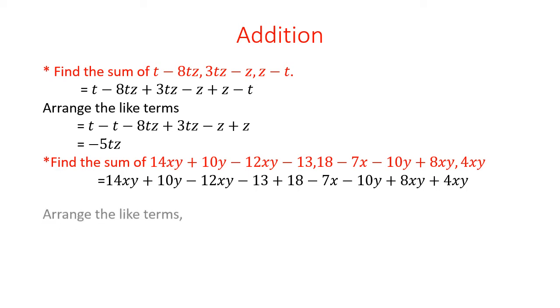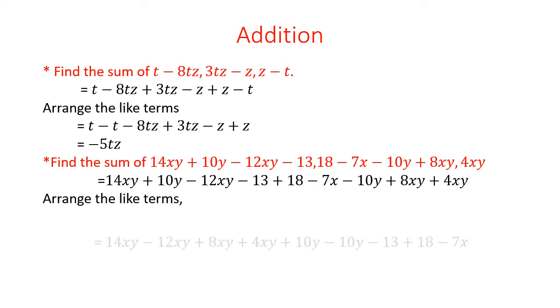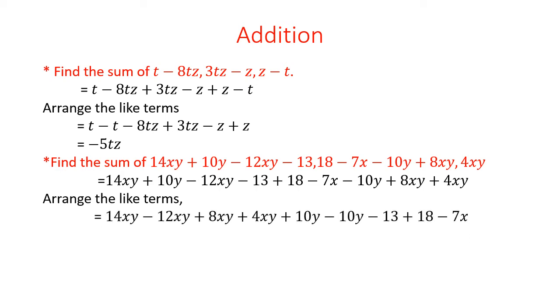What is the next step? Arrange the like terms. First we arrange the xy terms: 14xy minus 12xy plus 8xy plus 4xy, then 10y minus 10y, then the numbers minus 13 plus 18, then only one x term is there, so we write minus 7x.